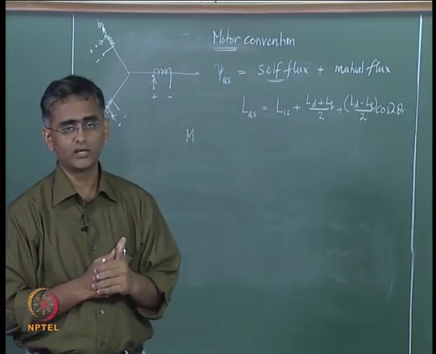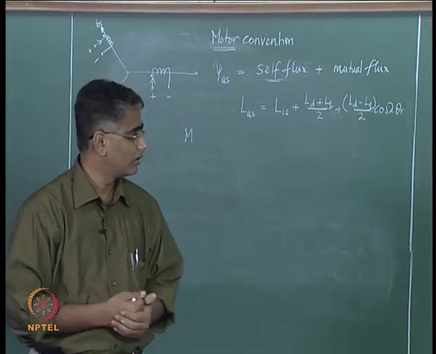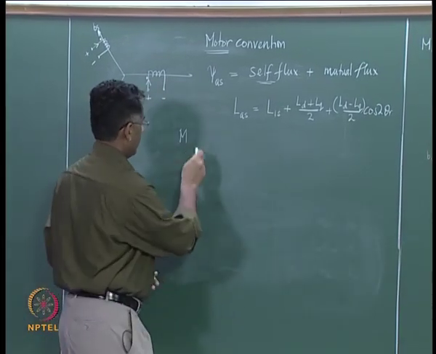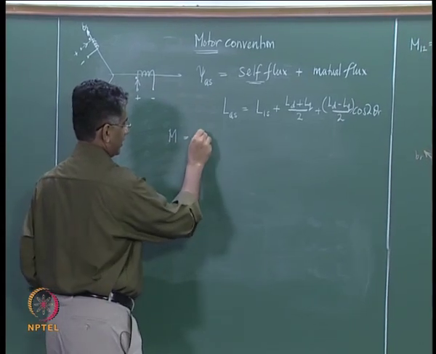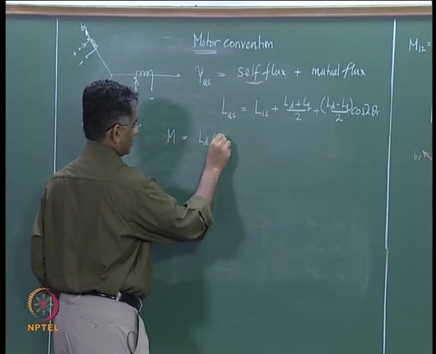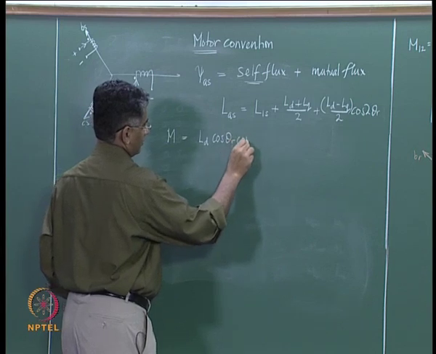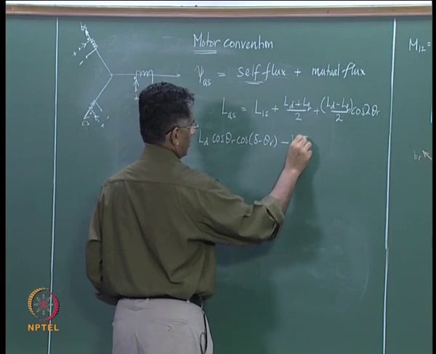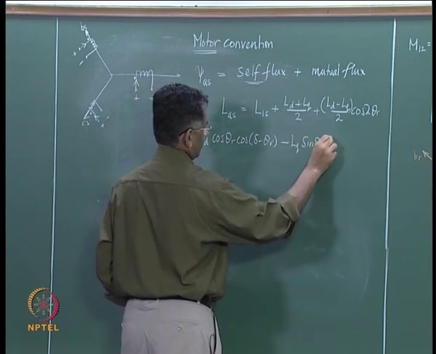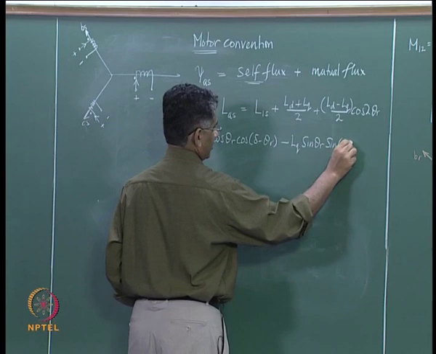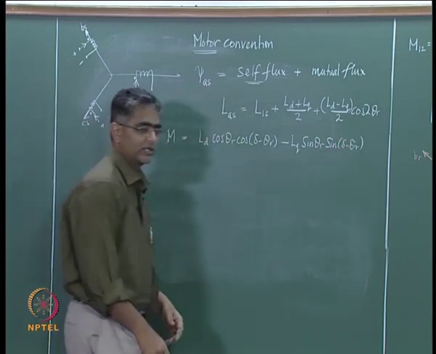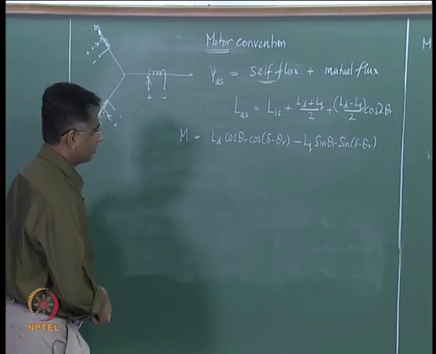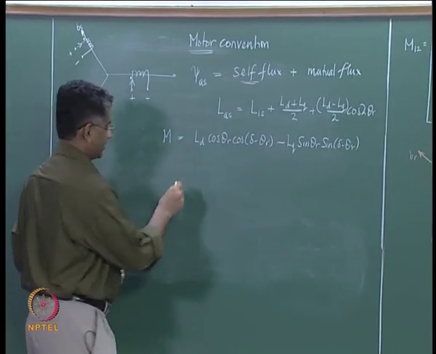by an angle delta, with the arrangement of salient pole machine, and we have found that that expression is LD into cos theta r cos of delta minus theta r minus LQ into sin theta r into sin of delta minus theta r. This is again an expression that we have derived. So, let us try to simplify this expression.